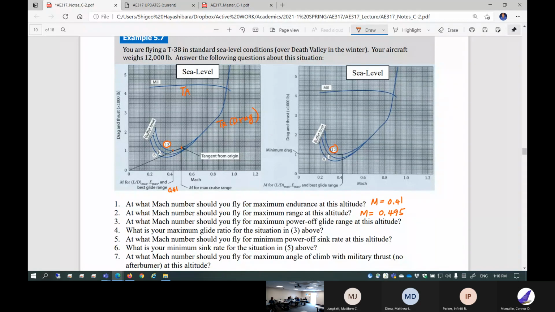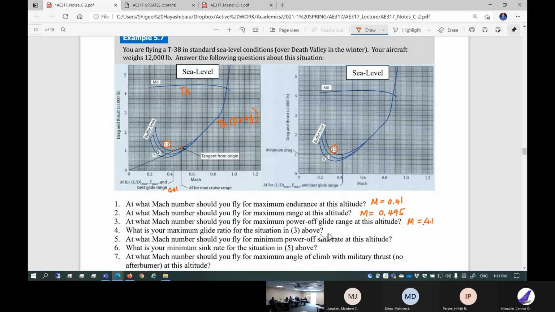Anyways, question 3. At what Mach number should you fly for maximum power-off glide range? Suppose you cut off the engine and turn this into a sailplane. Suppose an emergency situation, you lost your engine, but you want to maximize your power-off glide range. Where is it? 0.41, the same spot here. Minimum drag, of course. So Mach number is 0.41.